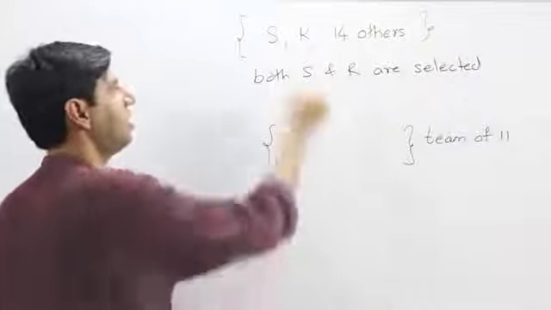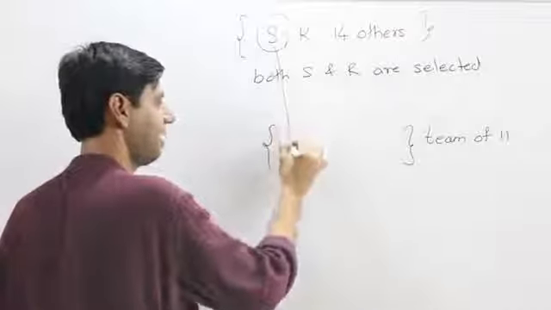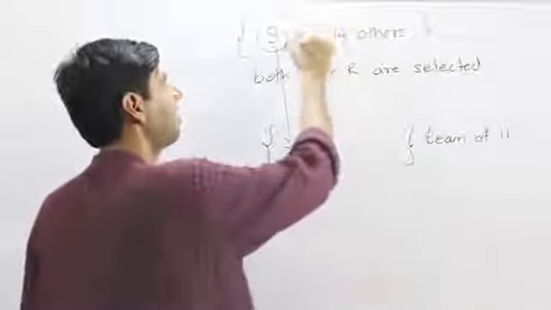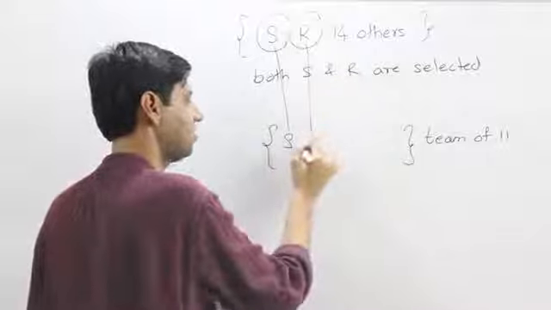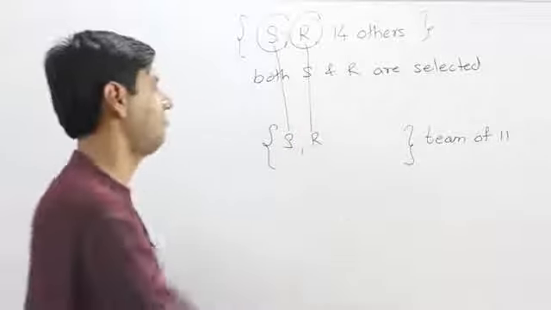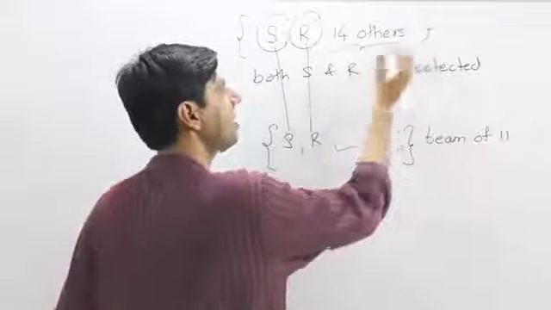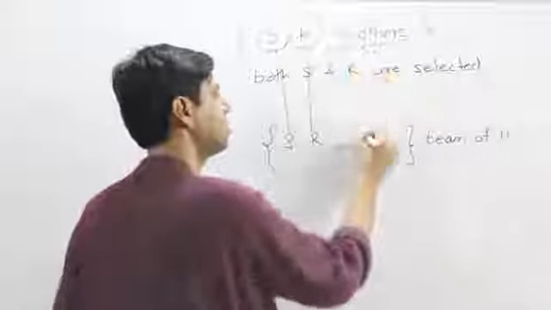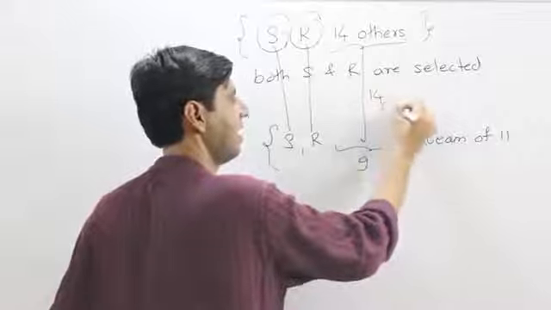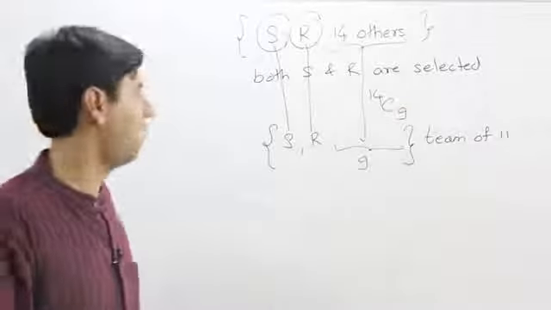If Sachin and Rahul are selected, Sachin has to be in the team. I don't have a choice with that. If Rahul also has to be selected, Rahul has to be in the team. So now what is left? I need 9 other people in the team and they have to be selected out of 14. So the answer is going to be in this case 14C9. And that's my answer and over.